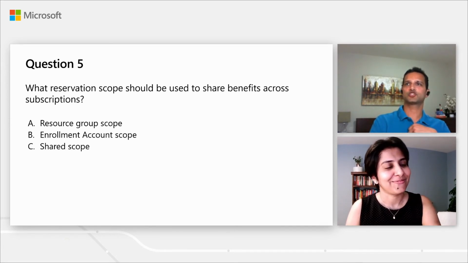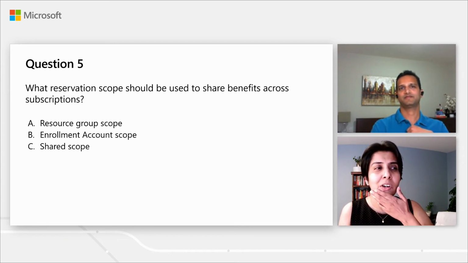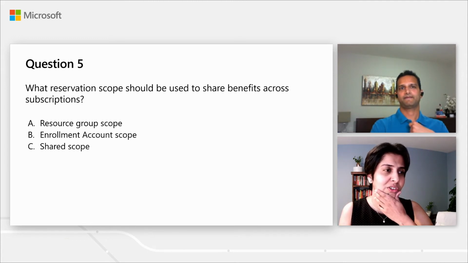What reservation scopes should be used to share benefits across subscriptions? Across subscriptions, is it the enrollment account or shared? I think it's the shared scope. Would that be right?